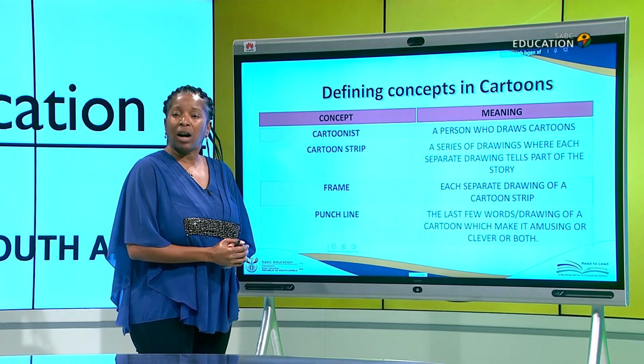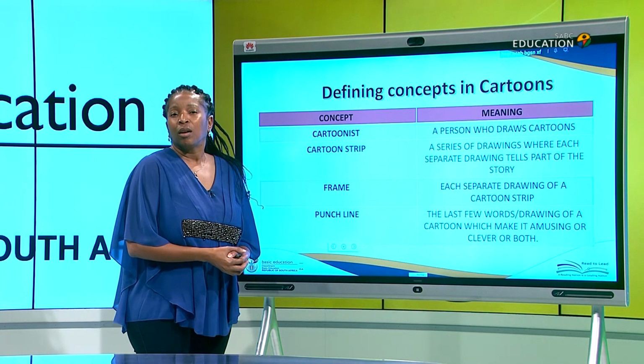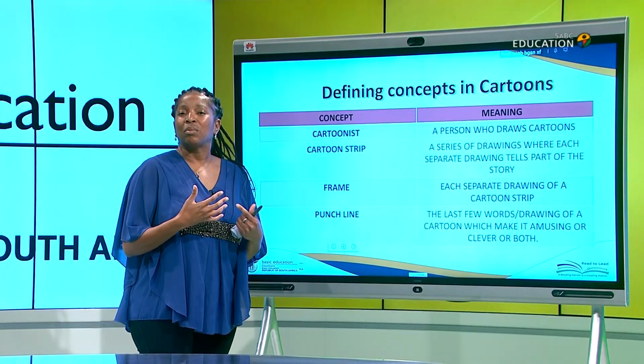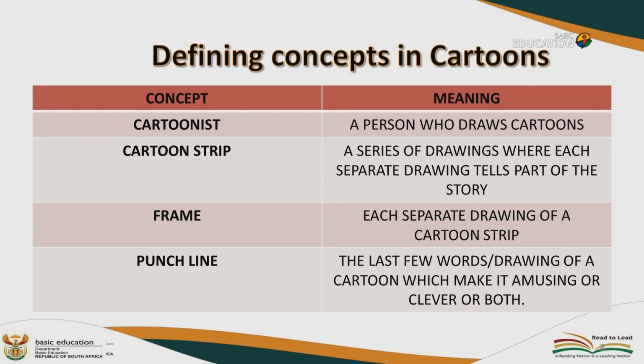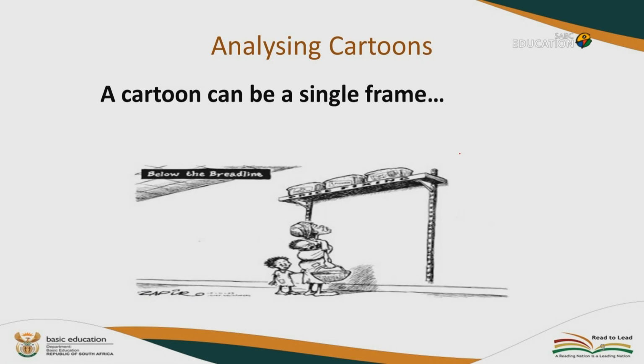The last one is punchline. What is a punchline? By now, as a person who normally makes jokes or jests with friends, you need to know that when you have a joke to tell, you cannot tell that joke unless there is a point at the end where somebody will laugh. So the last few words of a cartoon or the last drawing of a cartoon, which makes it amusing or clever or both, is called a punchline. Here are vivid examples of what a frame or what a cartoon strip looks like.